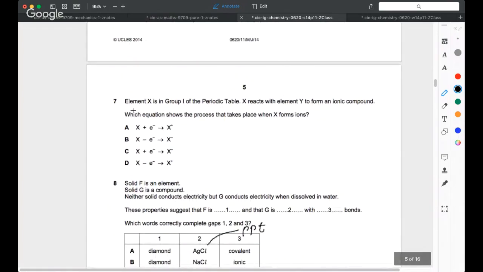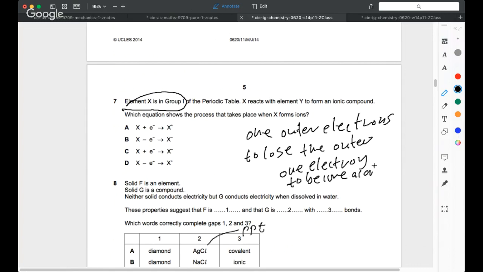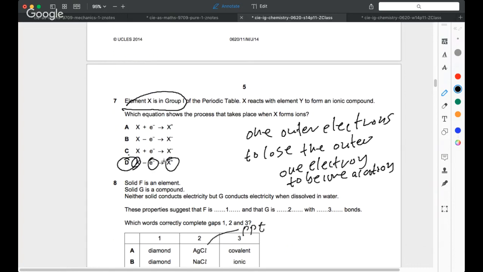Number 7. So element X is a group 1 metal. So group 1 metal, we know that group 1 metal has one outer electron, and it is very likely for a group 1 metal to lose the outer 1 electron. Therefore, to become a cation. Therefore, the correct answer is D. So this group 1 metal loses an electron and forms a cation.